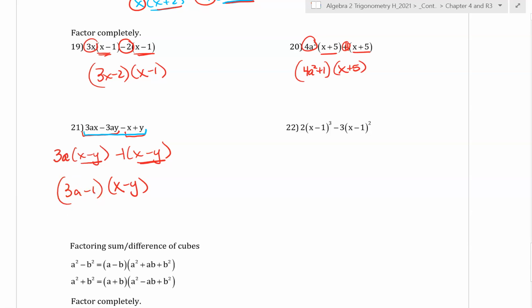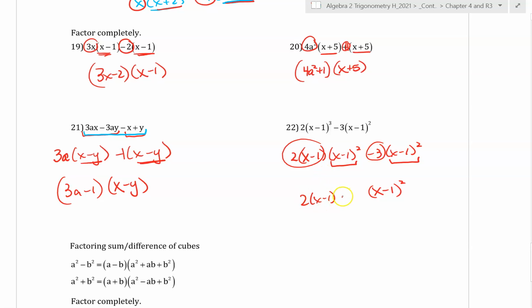Go ahead and pause the video and try number 22. I think number 22 is quite tricky, but notice you're looking for what they have that's the same. So x minus 1 squared, and then we have 2 times the quantity x minus 1, and then minus 3. So 2x minus 2 minus 3 times the quantity x minus 1 squared. So 2x minus 5 times the quantity x minus 1 squared.